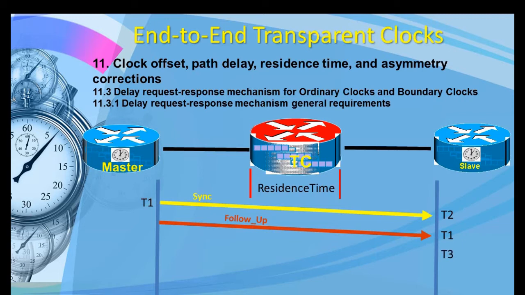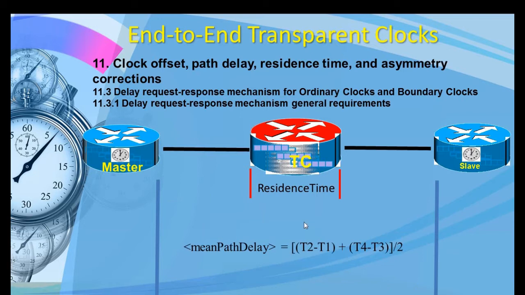So when the slave side receives the follow-up message, it knows what time T1 is, now carried by the follow-up message. Next, at T3, the slave side sends the delay request. At T4, the master side receives the message, and then the master side sends the delay response to the slave. So the slave side now has T1, T2, T3, T4. These 4 timestamps.